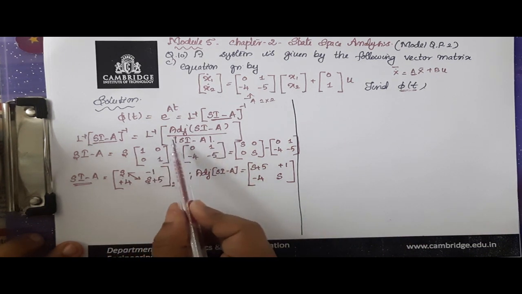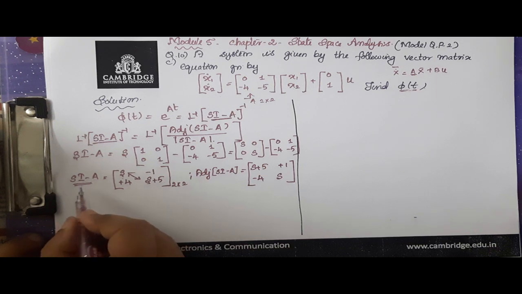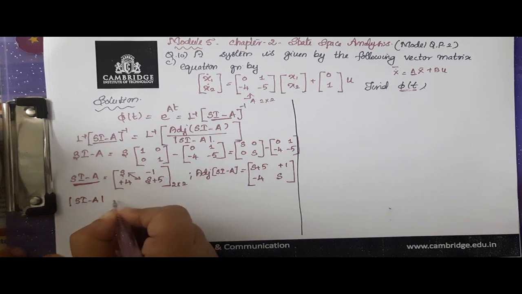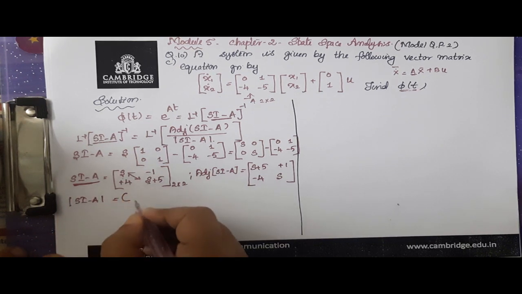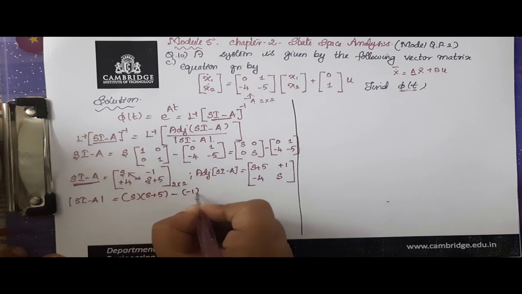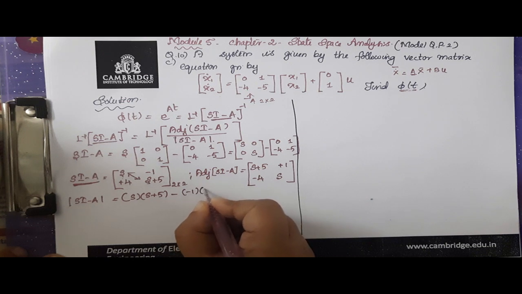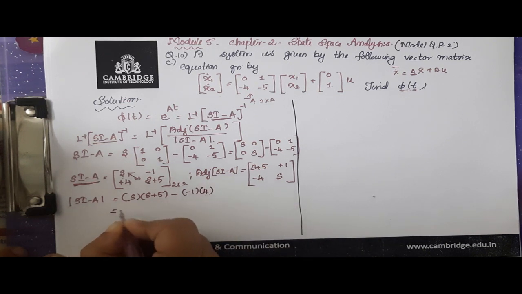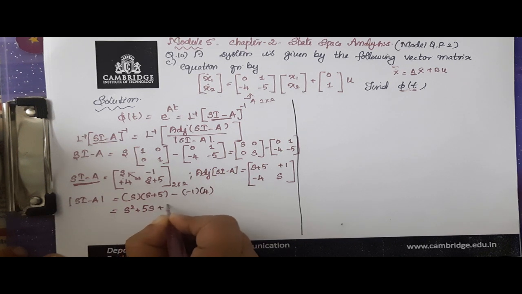And now let us find the determinant of sI minus A. sI minus A is given here. So the determinant of sI minus A is given by cross multiplying first the diagonal elements: s into s plus 5, minus of minus 1 into the other diagonal element 4. So I can write it as s square plus 5s plus 4.